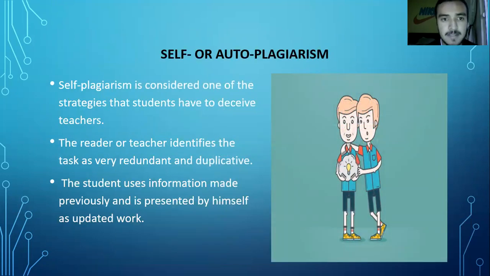The next type is self or auto-plagiarism. Self-plagiarism is considered one of the strategies that students use to deceive teachers. But the reality is different. The reader or teacher identifies the tasks as very redundant and duplicative. The student uses information made previously and presents it by himself as updated work.